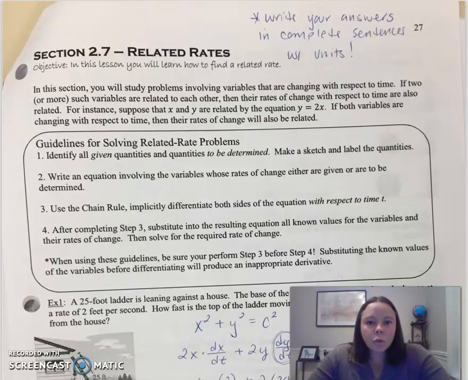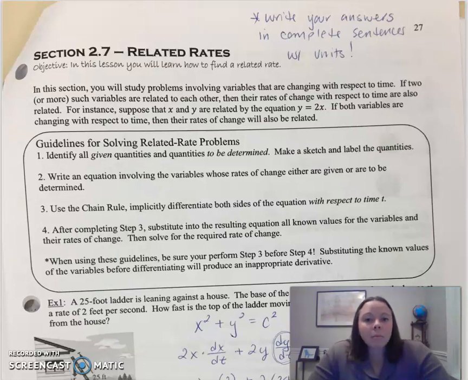Hello, this is section 2.7, related rates in Calc AB. These are pretty nice word problems, where generally you're going to pick a formula that fits the scenario and the information that you're given. And you're going to be doing the derivative with respect to time. So this is actually implicit differentiation you're going to be doing, just instead of doing the derivative with respect to x, you're going to do the derivative with respect to time.